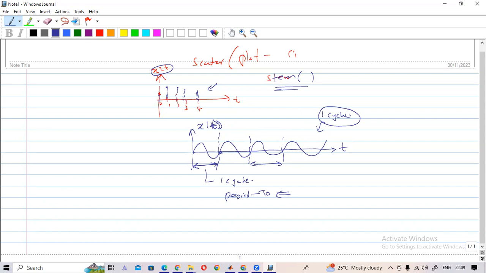Okay, so if you consider any point, let's say that you are considering this point. If this is a repeating signal, this point will again come because it is repeating. So this point is repeating here the first time. This one and this one are two near repeating points.